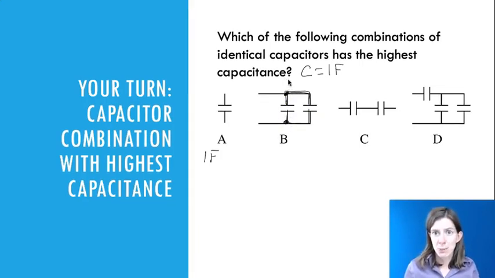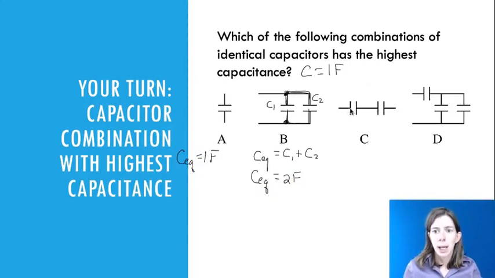When capacitors are in parallel, do you remember the equation to find the equivalent capacitance? The equation was the equivalent capacitance equals the sum of all of the capacitances. So we'll call this C1 and C2, but they're all the same anyway. You just add them up and we're going to get 2 farads. And again, we usually use microfarads, but just to simplify numbers, that's why I'm using 1 farad.